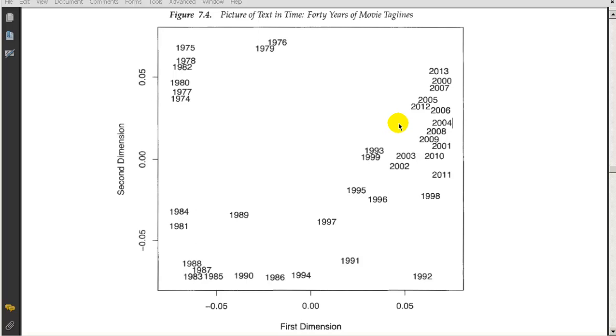Okay, so we're talking about this picture now. This is a result of what's called multi-dimensional scaling. We'll look at the software for that in a minute, but let's just talk about this picture.